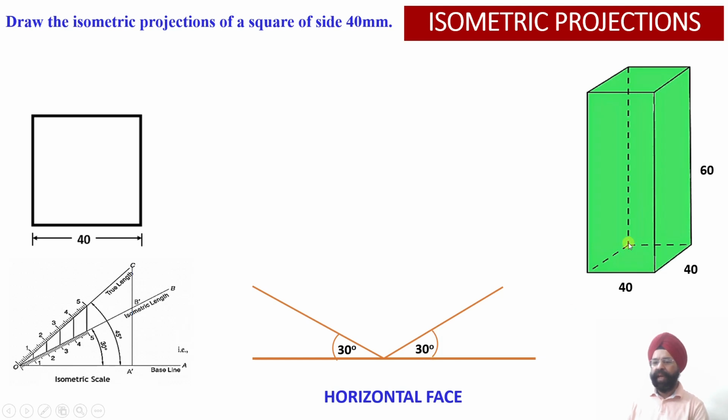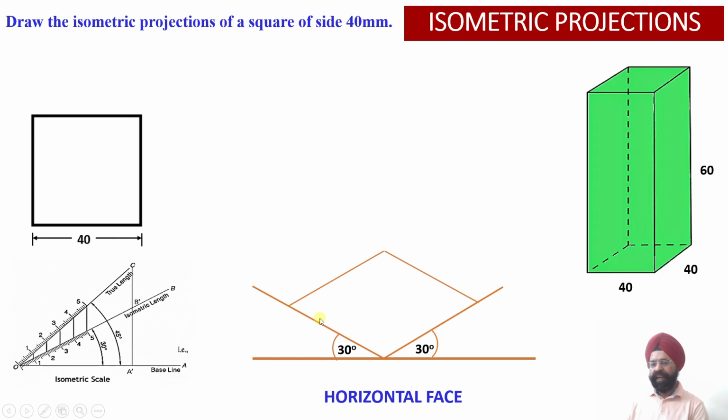Now we have to do the construction of the square base. So here we are going to mark 40 millimeter along the x direction, and 40 millimeter isometric along the z direction, and then 2 isometric lines parallel to the isometric axes will complete the construction of the projection of the base in the horizontal face.